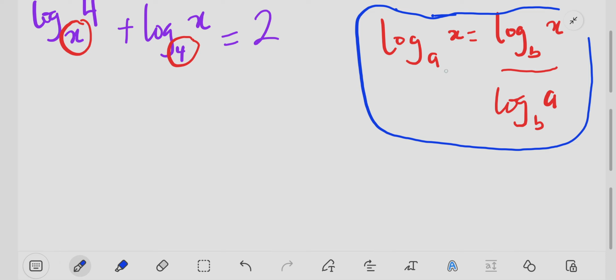That is, if you have log to the base a of x and you want to change the base to, let's say, base b, the answer is going to be log to the base b of x all over log to the base b of a.